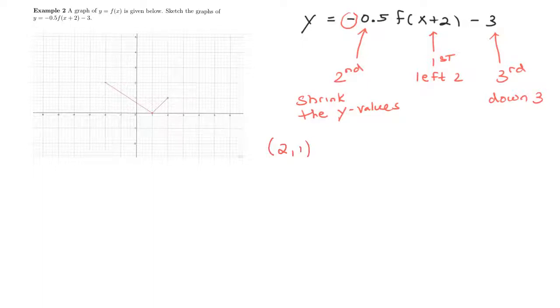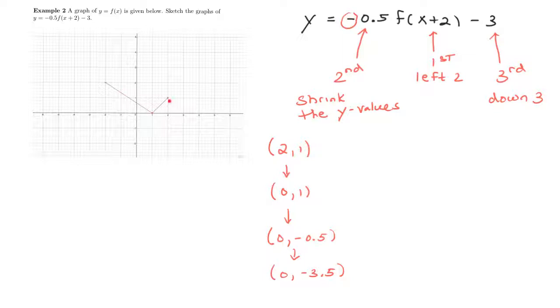Let's list out what this new function does. First, it's going to go left 2, so that is now at 0, 1. Then we're going to multiply the y value by negative 0.5. Here we have 1, and 1 times negative 0.5 is just going to be negative 0.5. So the 1 was divided by 2, but it also became negative. Our last step is to subtract 3 from the y value, and so we get 0, negative 3.5.